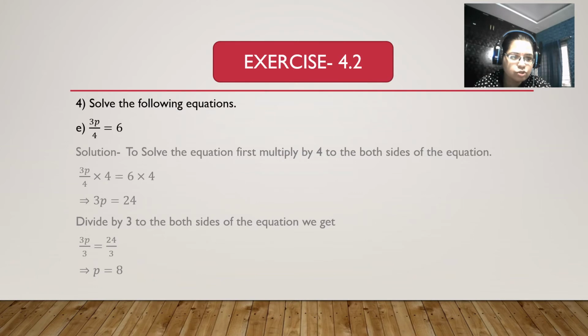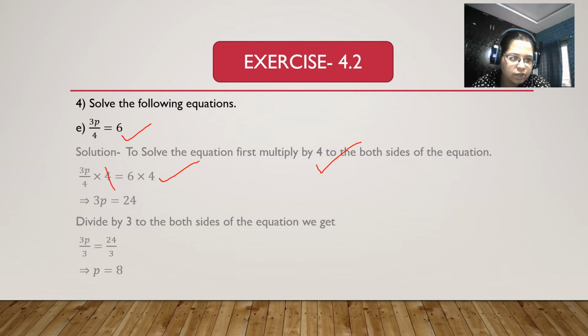Now we will solve question number 4, part e. e is 3p divided by 4 equal to 6. This is the equation given and we have to solve for the value of the variable p. To solve the equation, first we have to multiply both sides by 4. As 4 is in division, we multiply by 4 on both sides. So we get 3p divided by 4 multiplied by 4 equal to 6 multiplied by 4.